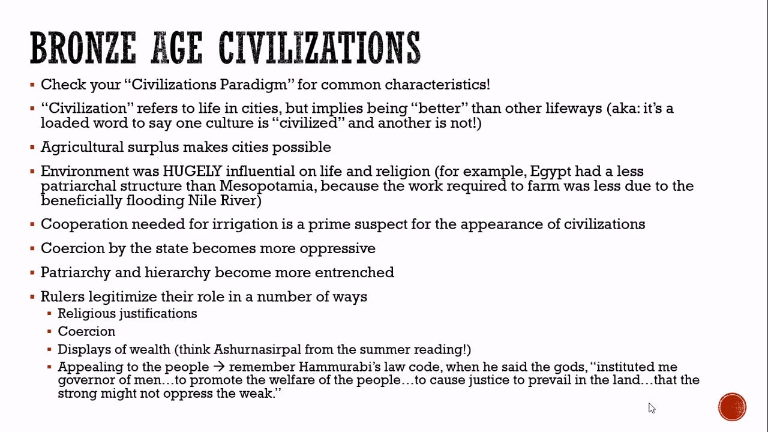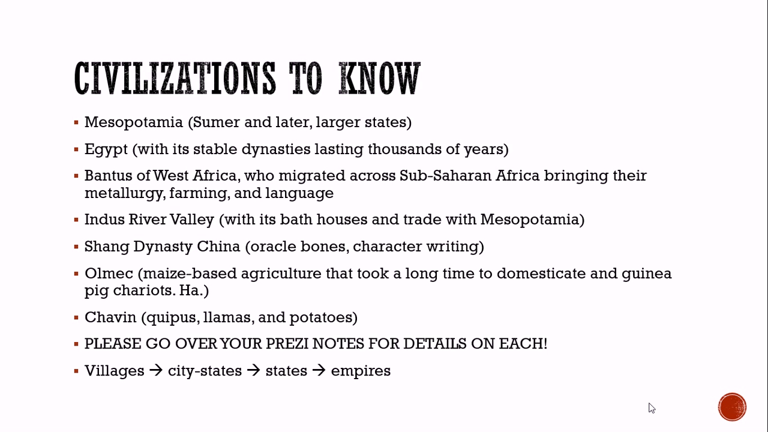And then, of course, appealing to people. We read a portion of Hammurabi's law code that speaks very specifically to that. Hammurabi claims to be protecting weak people and causing justice to be done on earth, etc.